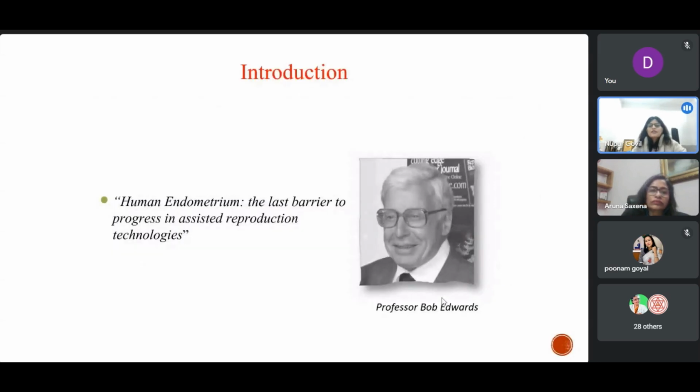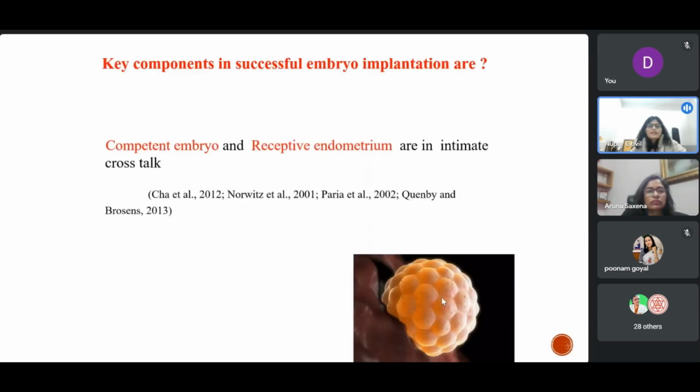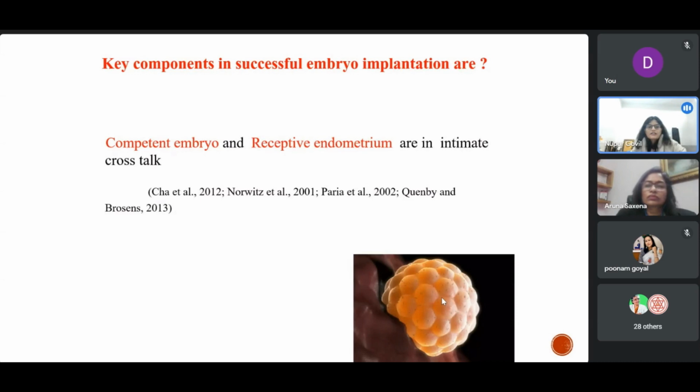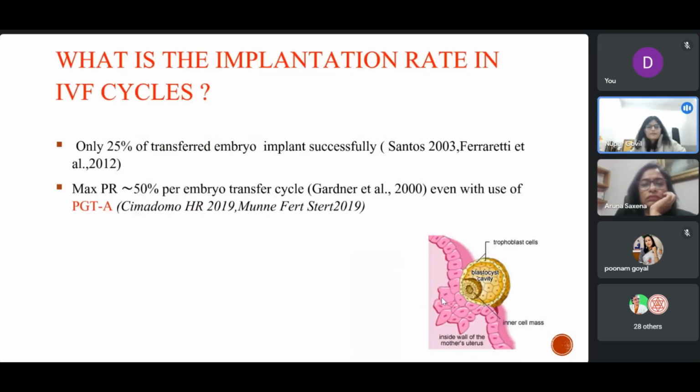Starting with, Professor Bob Edwards once said that the human endometrium is the last barrier to progress in assisted reproduction technologies. So, the key components in any successful embryo implantation are, we know that we need a competent embryo and a receptive endometrium. They need to be in intimate crosstalk with each other.